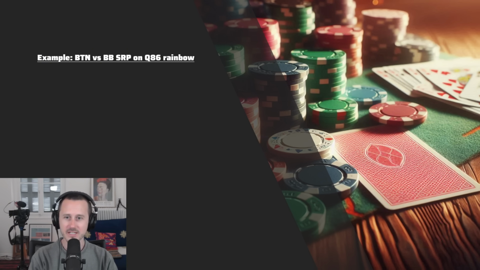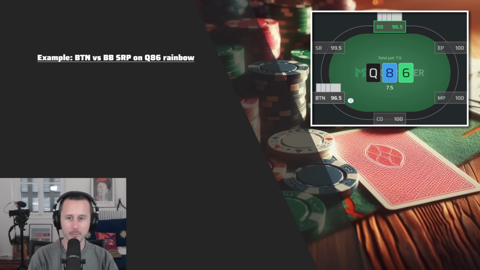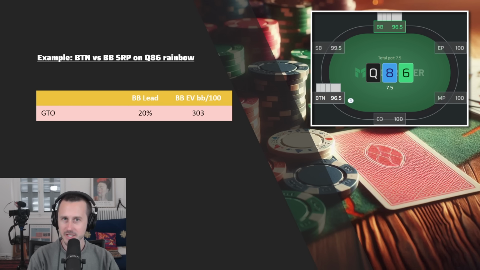Button against big blind, single raise pot, and the board is queen 8-6 rainbow. In this situation, in a GTO setting, the big blind is supposed to lead out. He's the first player to act. He's supposed to lead out 20% of the time. And he's going to win 303 big blinds per 100.